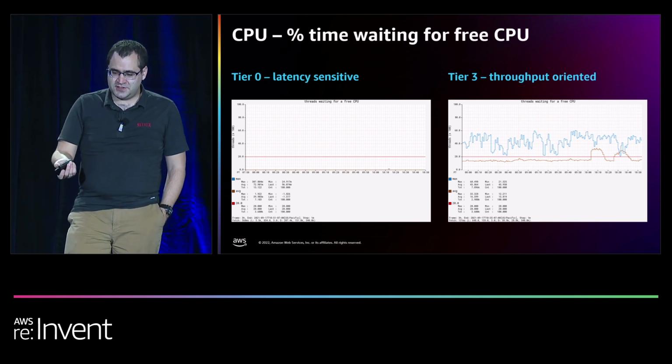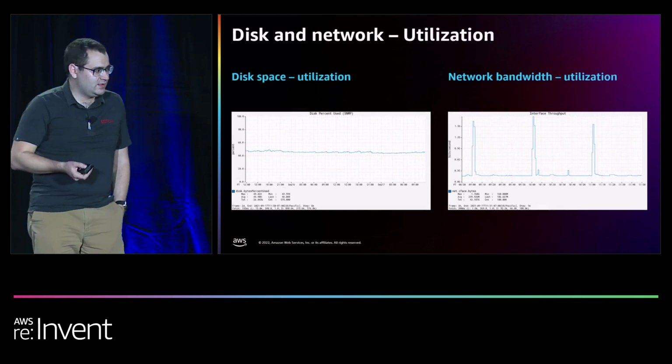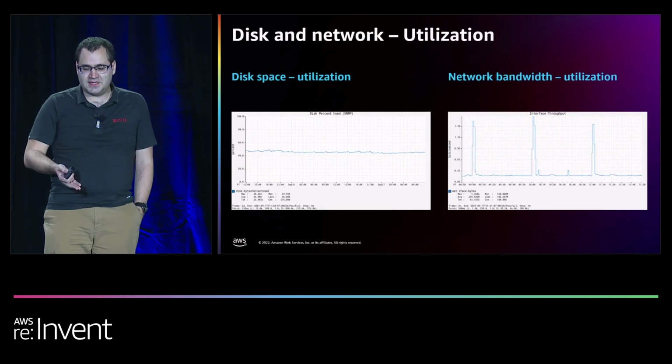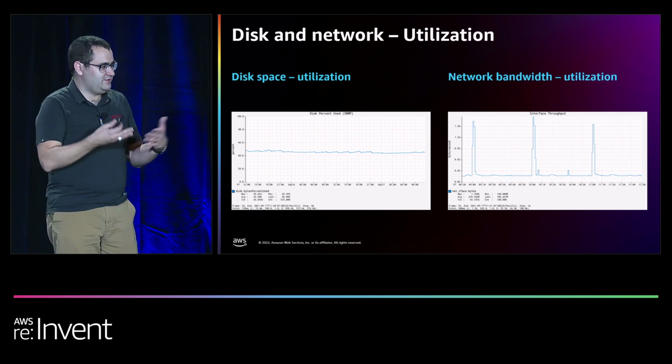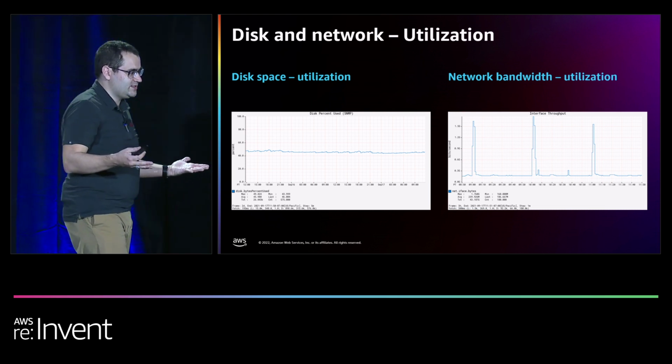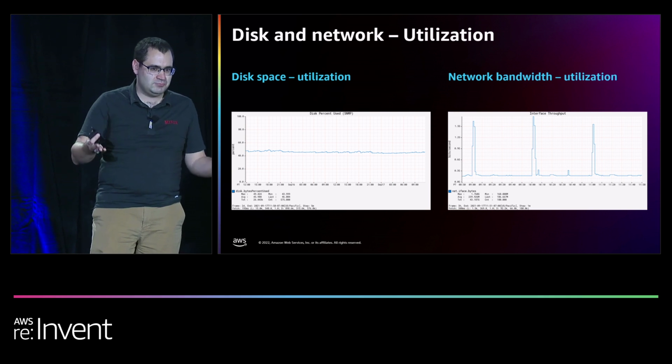All right, so we know if we need more CPUs. What about disk and network? We just use utilization for disk and network. Disk space is pretty straightforward. If you actually are using 60% disk space and you wanted to be using 30% disk space, you need double the disk.